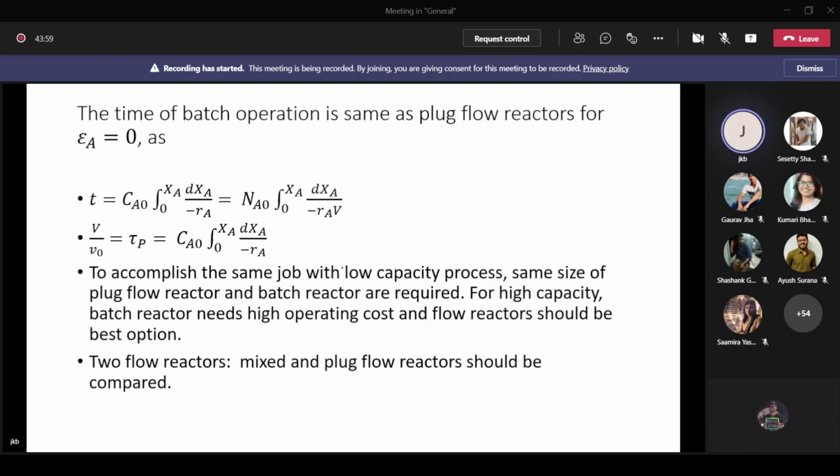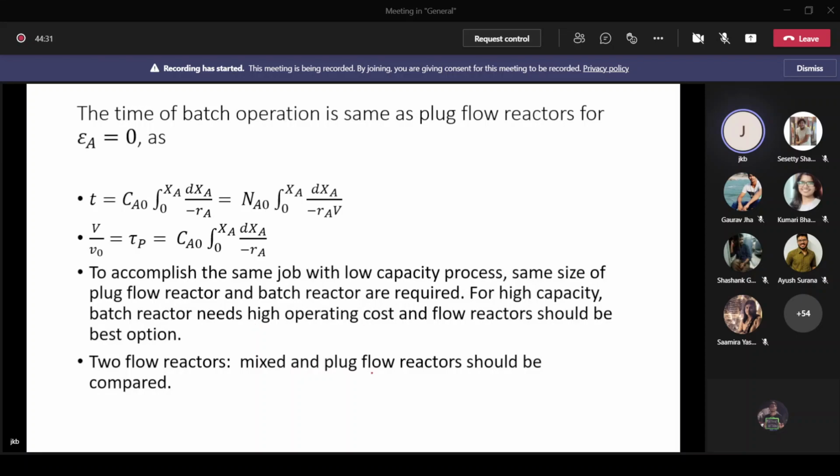So low capacity, you can choose either a plug flow or batch reactor. It gives the same results. But for high capacity plant, then you go for or select flow reactors, not batch reactor. And two flow reactors, you know, mixed and plug flow reactor. Now you have decided flow reactors, but which flow reactor will be used? Mixed reactor or plug flow?